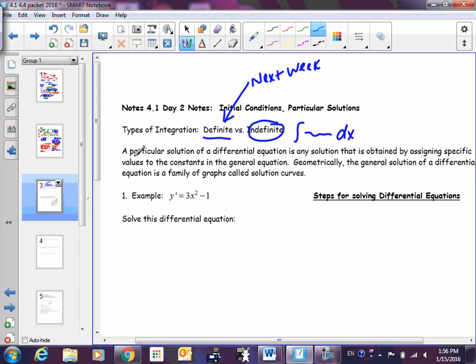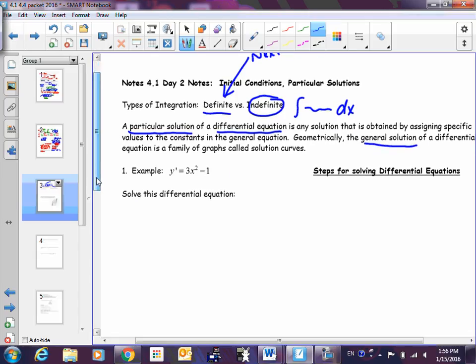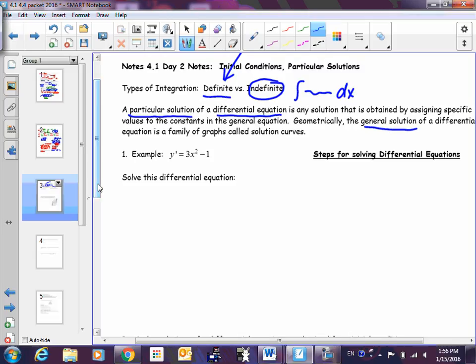What I want to talk about instead is the difference between particular solutions, differential equations, and general solutions. I want to talk about the difference between those things. All right, now, looking at example number 1, what type of equation is this?